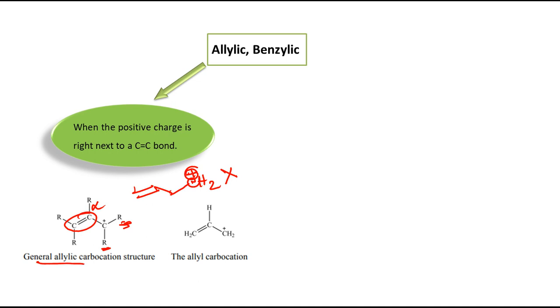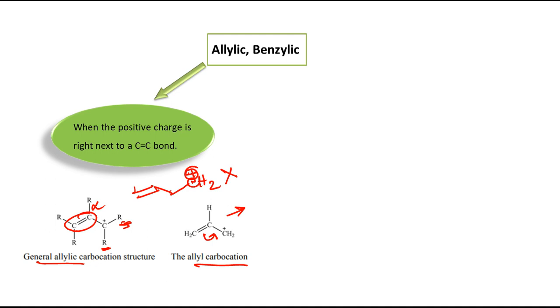But if you have all these R groups as hydrogen atoms, that is the simplest possibility. Now you can call it allylic carbocation. Fine. So in this case, how will you understand whether it is allylic? You will be able to draw some resonance structures.